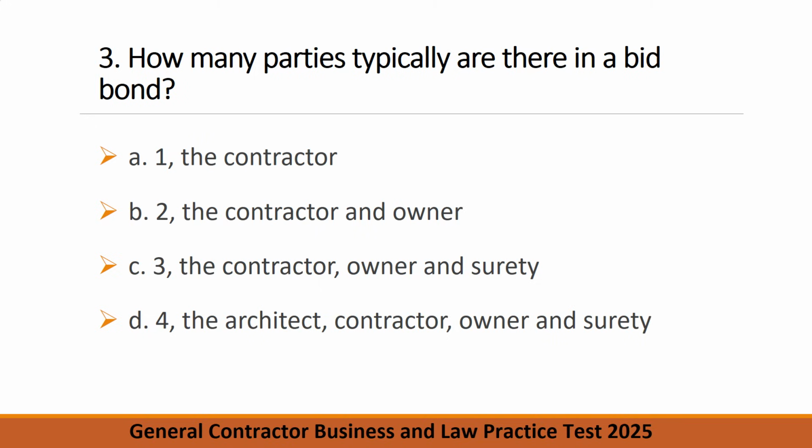3. How many parties typically are there in a bid bond? A. 1, the contractor. B. 2, the contractor and owner. C. 3, the contractor, owner and surety. D. 4, the architect, contractor, owner and surety.